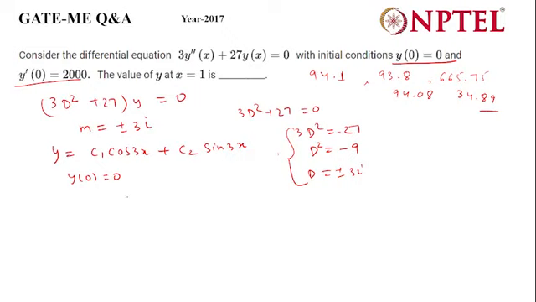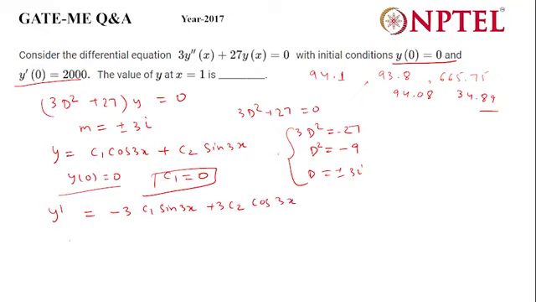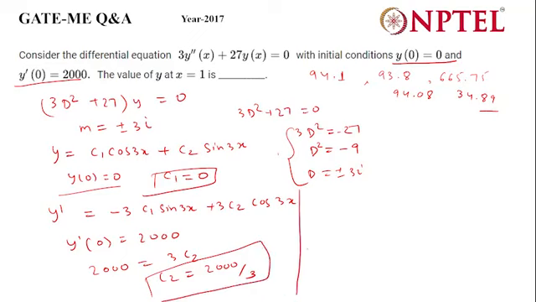Okay. So from this boundary condition, when you'll put sin 0 is 0, so you'll get c1 = 0. For other boundary condition, first you will differentiate this: y dash = minus 3 c1 sin 3x + 3 c2 cos 3x. Now you put x = 0. The other boundary condition is y dash at x = 0 is 2000. When you put this in this equation, you will get 2000 = 3c2. So c2 will be 2000 divided by 3. So your solution equation is now y = 2000 divided by 3 sin 3x.